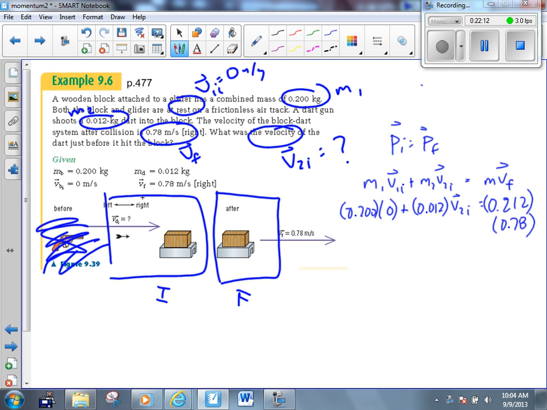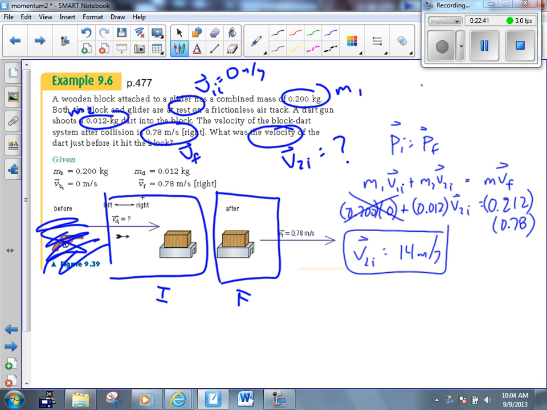So now it's just a little bit of math. 0.2 times 0 is just 0. In fact, if you recognize that right away, you don't even need to write that term down. Let's multiply 0.212 by 0.78 on the right-hand side. Let's divide that by 0.012. And we find that the initial velocity was 13.78, or 14 meters per second.